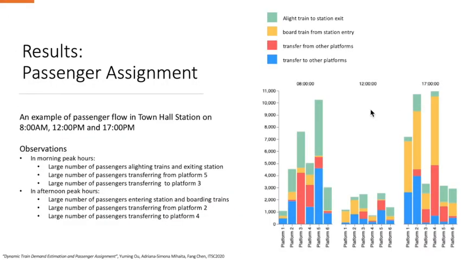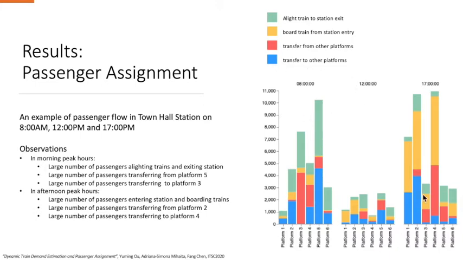The stacked bar chart shows an example of passenger flow at Town Hall train station at 8 a.m., 12 p.m., and 5 p.m. respectively. In the bar chart, the green color means passengers getting off the train and going to the station exit, and orange means passengers getting on the train from the station entry. The red color means passengers traveling from other platforms, and blue means passengers traveling to other platforms.